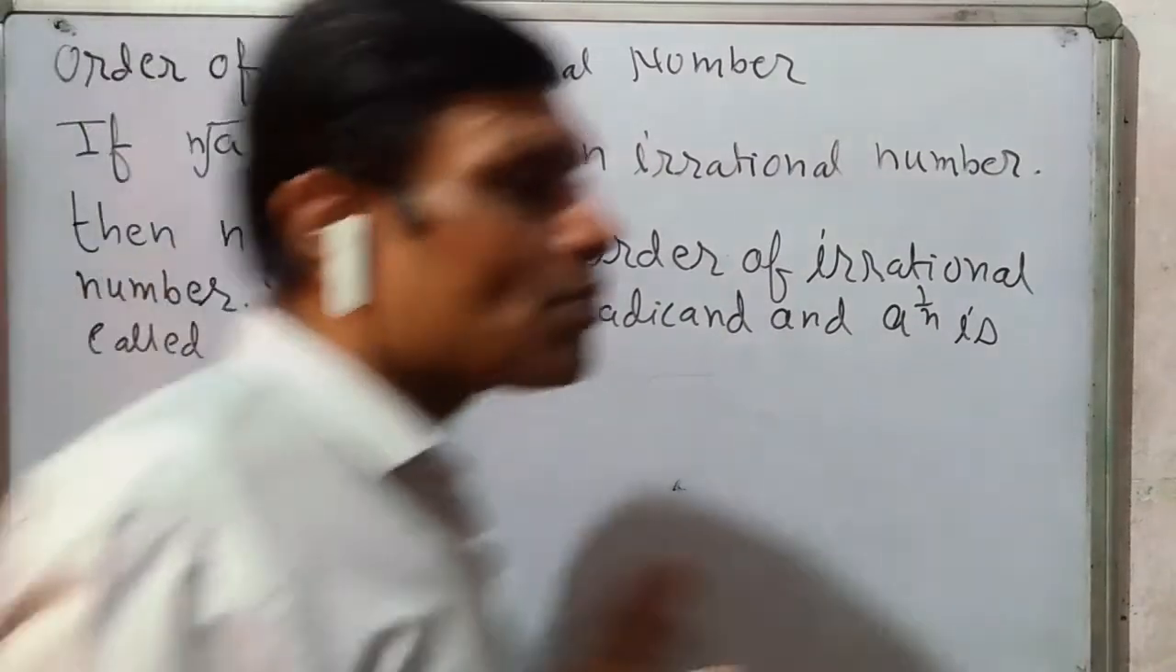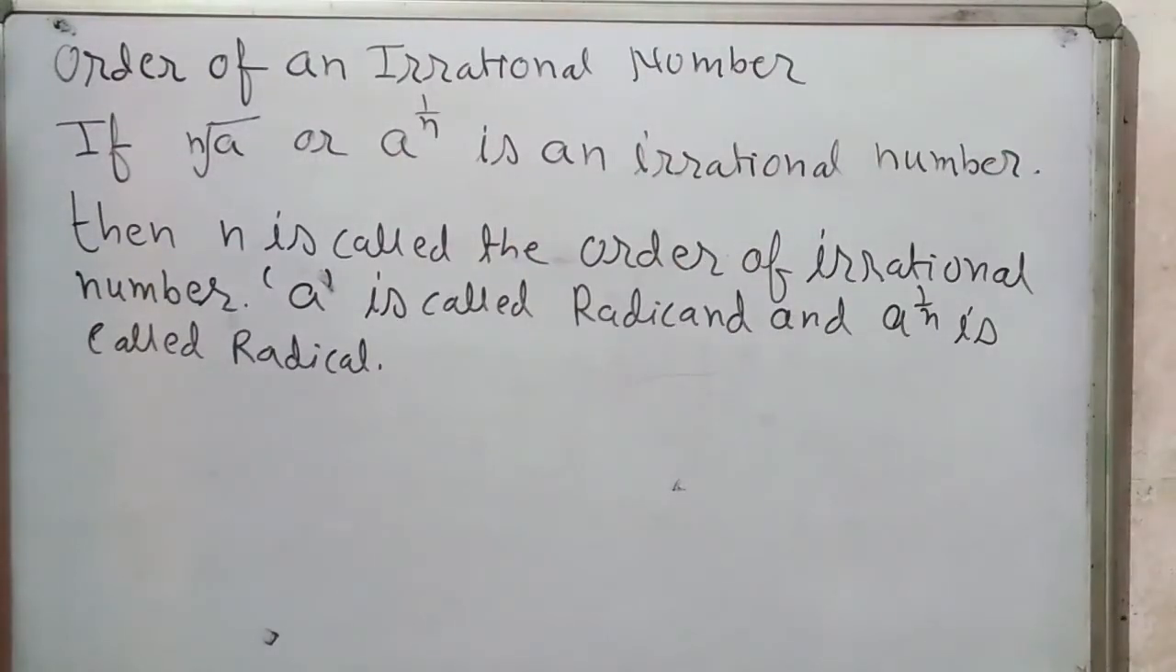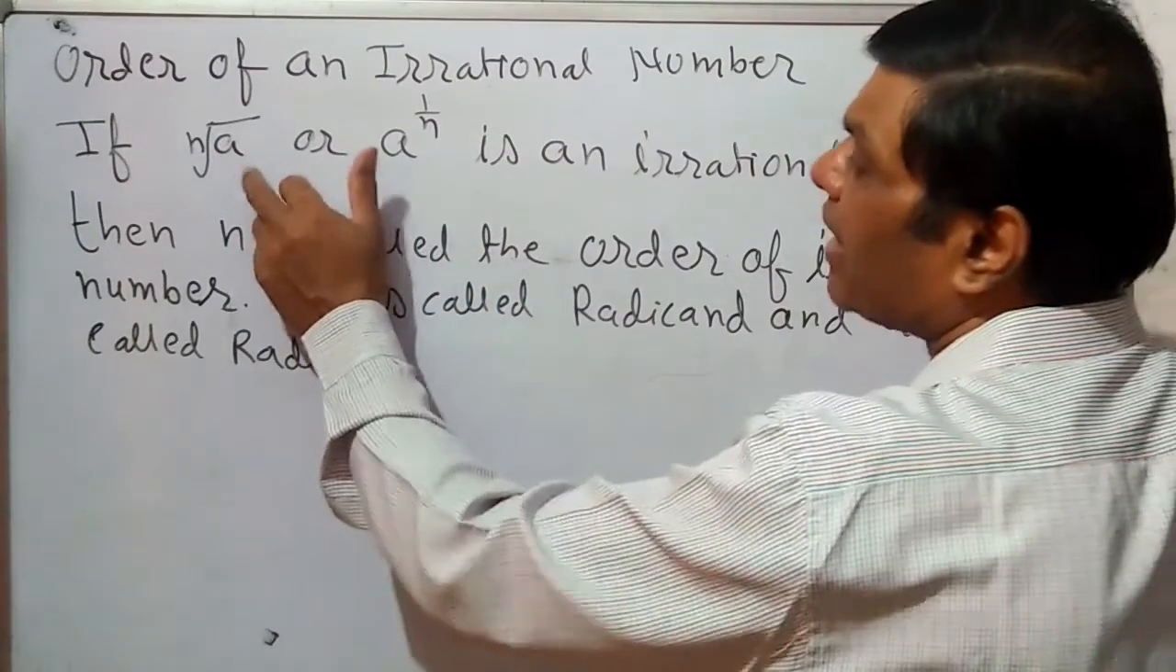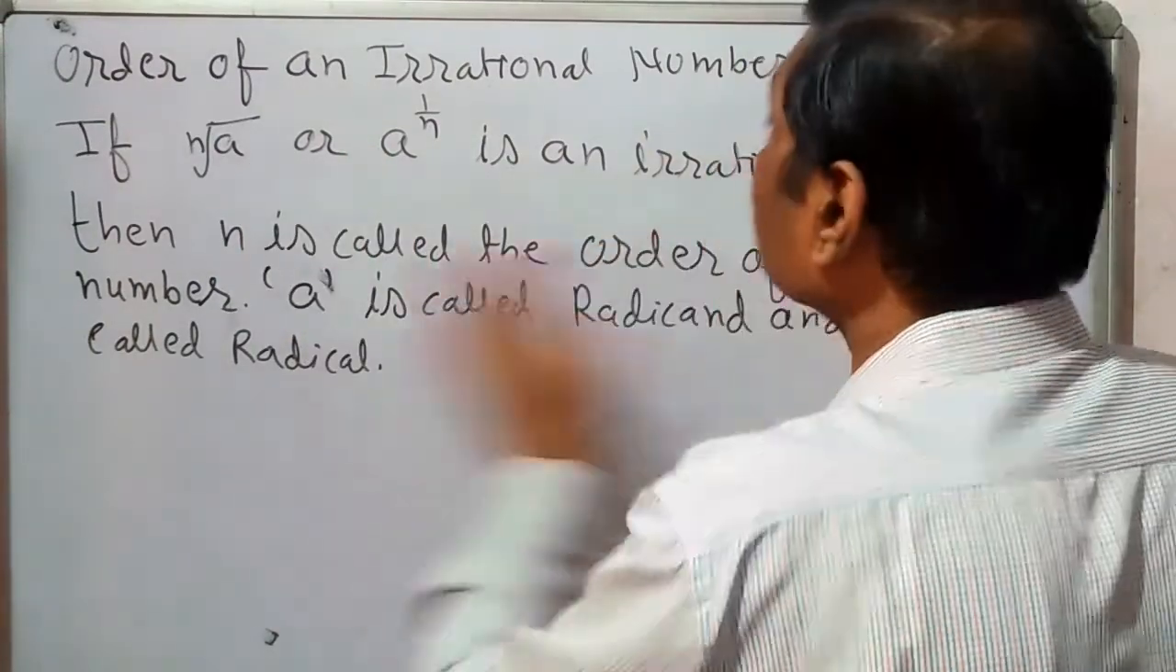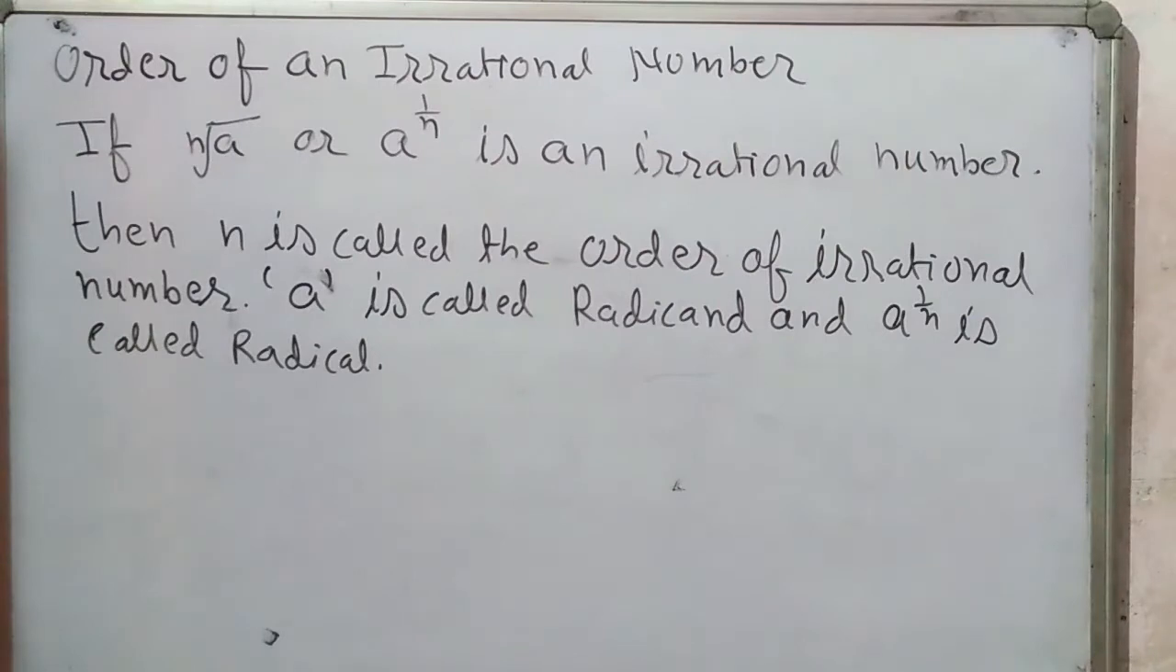What we said is, how do we define the order of irrational number? If suppose nth root of any number is irrational, then n is called as the order of the irrational number. A is called its radicand and a raised to the power 1 by n is called its radical.